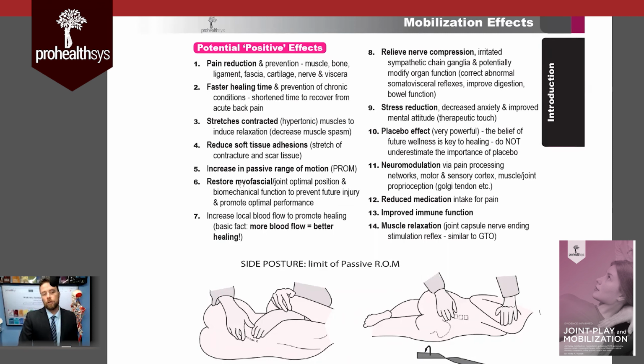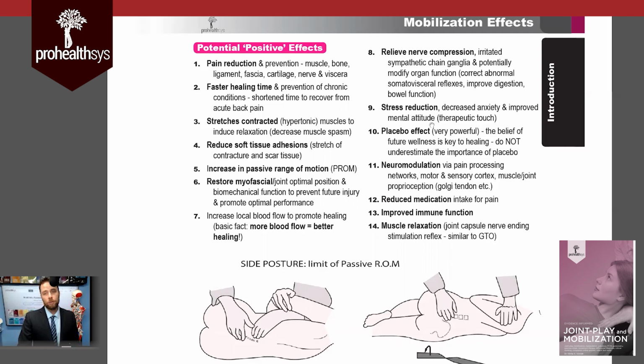You might restore optimal positioning, potentially. You might increase blood flow, which, as we know, is a major component of healing. You might relieve nerve compression if it's irritated. You might reduce stress and anxiety. I would suggest to you all, breathing technique helps the patient relax, but it also helps your adjustments go a little bit better. Use breathing technique.